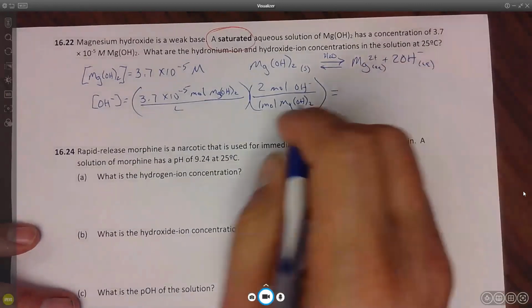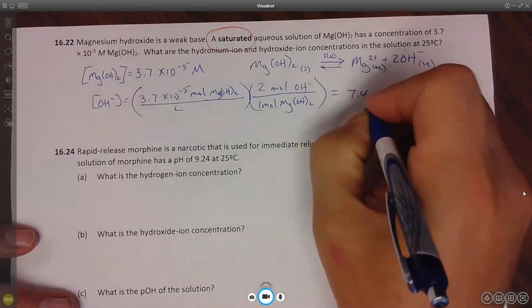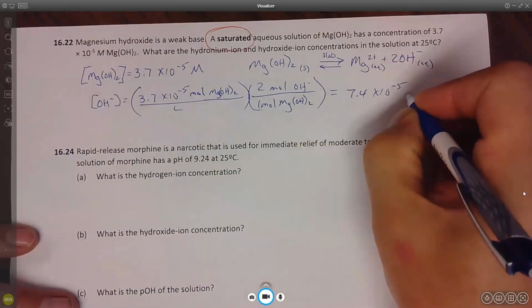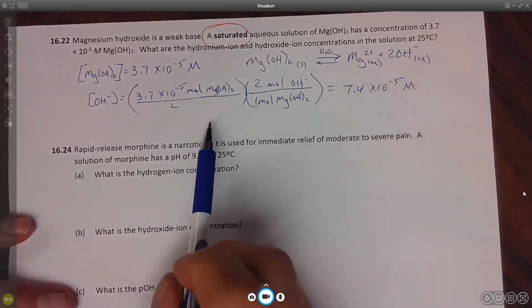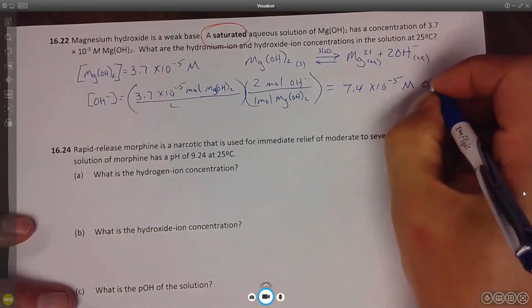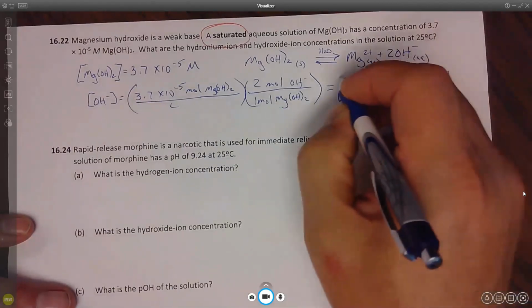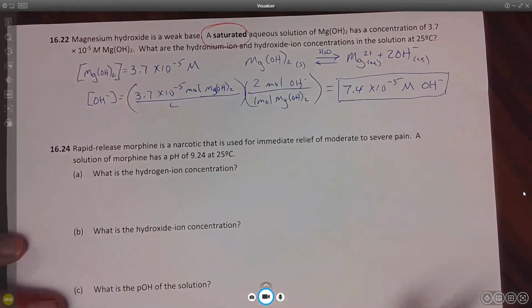So we simply are going to multiply that by 2, and so then there's going to be 7.4 times 10 to the negative 5th molar. And since this is 2 sig figs, this is exact, that's 2 sig figs. Well, we have 7.4 times 10 to the negative 5th molar of the hydroxide.